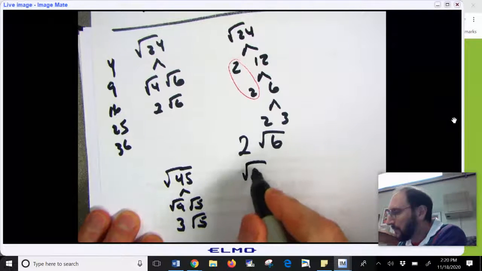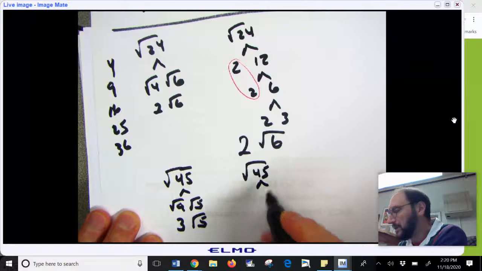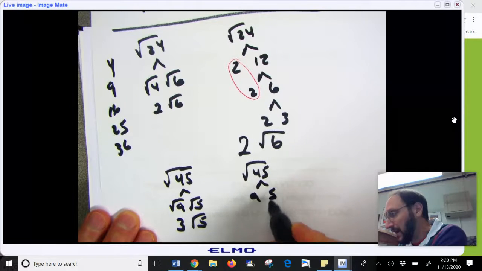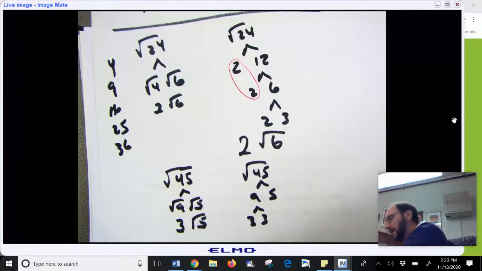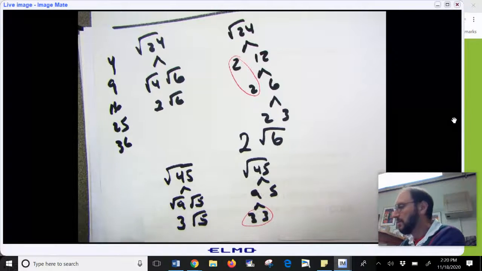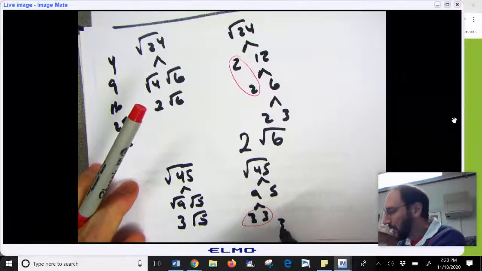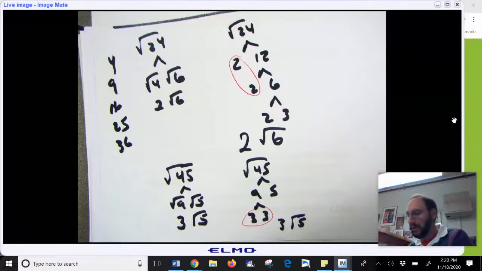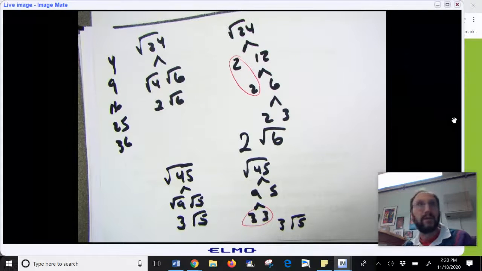Or you could break down 45 into its component parts. Like, for instance, if you did 9 times 5 and didn't recognize that as a perfect square, you'd do the same thing. You'd say, oh, it's 3 times 3 times 5. Therefore, we have a pair of 3's over here. So the 3 comes on the outside and the 5 stays on the inside. So that's a way of doing that one. It's the same either way. All right. So that was the second type of problem.